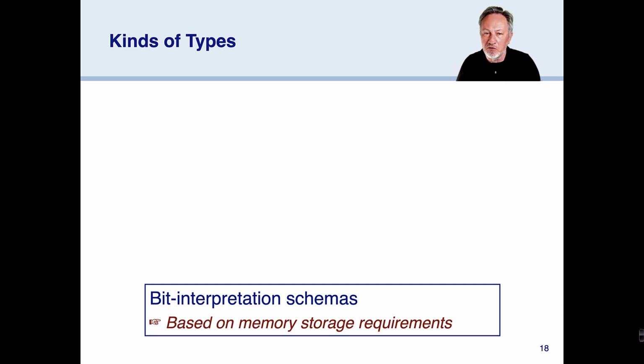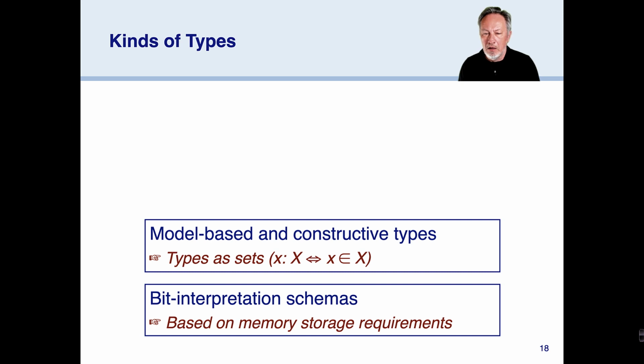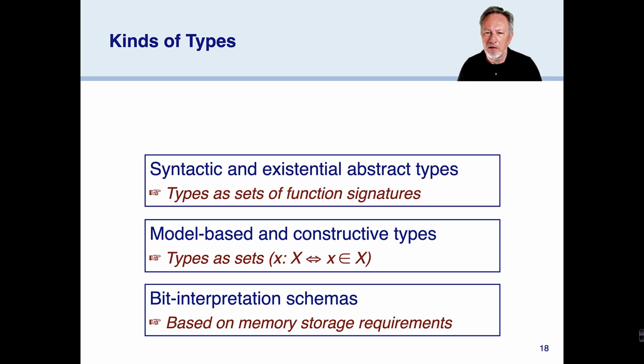So we're not so much interested in interfaces because we don't have data abstractions. We just have a type is a bunch of bits that fits a particular kind of template. So I can even convert something that's of one type to another if the bits match up. Next, we have so-called model-based and constructive types. Here we view types as sets of values. We'll see a little bit of that as we move ahead.